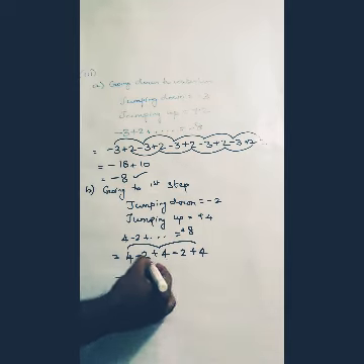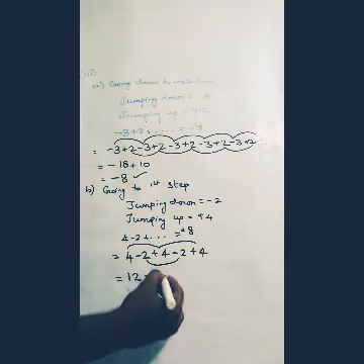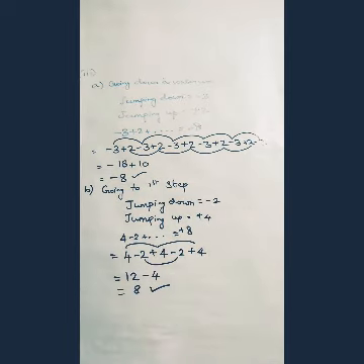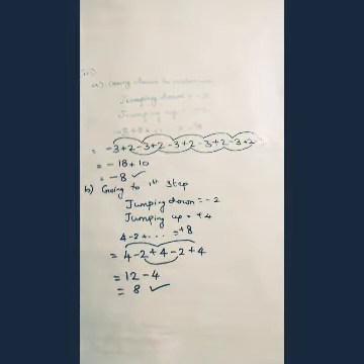Then we add the negative integers. 2 plus 2 we get 4. So 12 minus 4 is 8. So we got the right answer. Clear, children? So that's all.